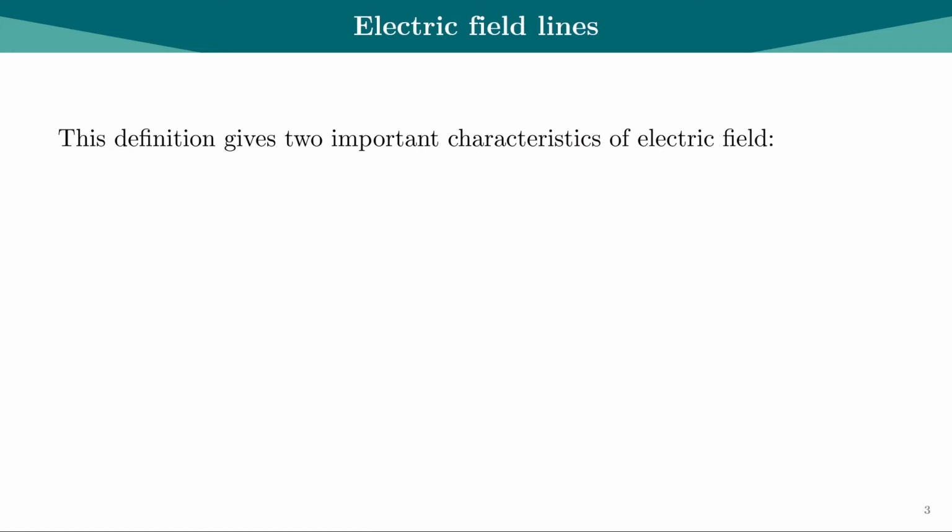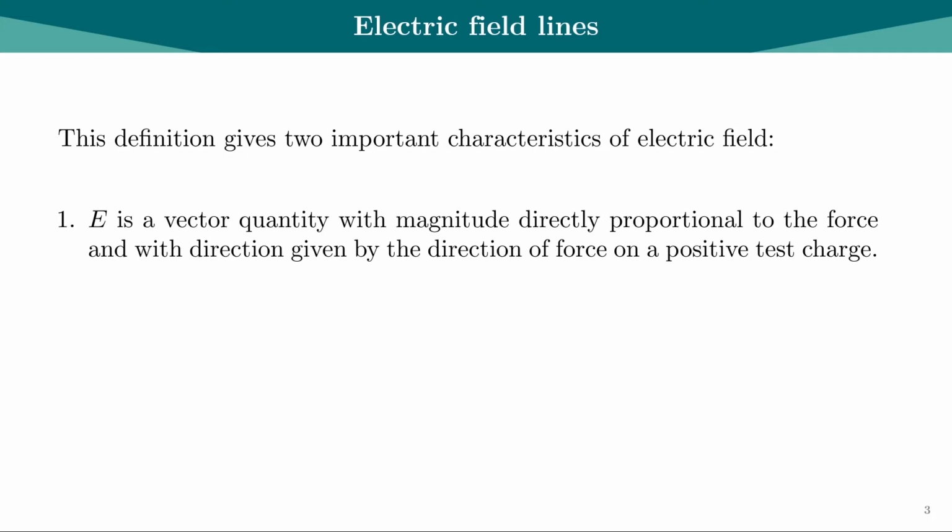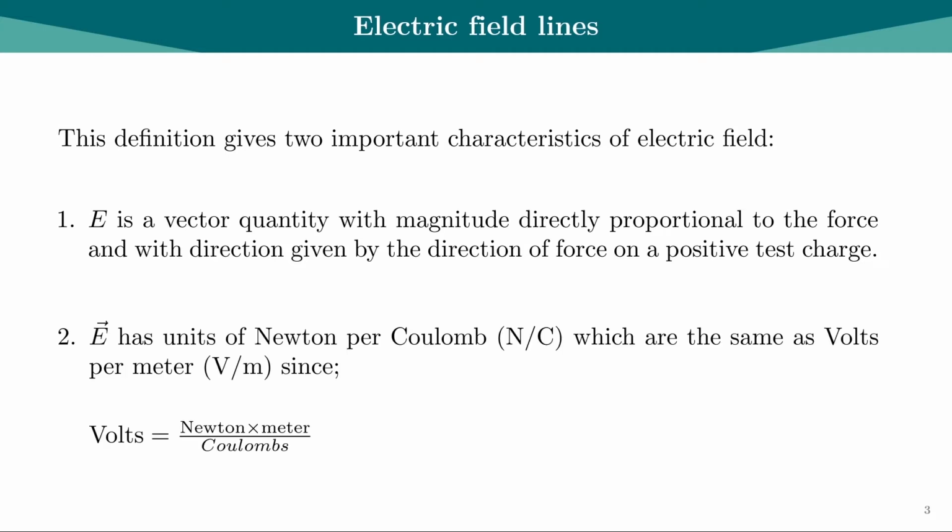And this definition of the electric field gives two important characteristics of the electric field. First one, electric field E is a vector quantity with magnitude directly proportional to the force and with a direction given by the direction of force on a positive test charge. And E has units of newtons per coulomb, which are the same as volts per meter, since volts equal to Newton times meter over coulombs.